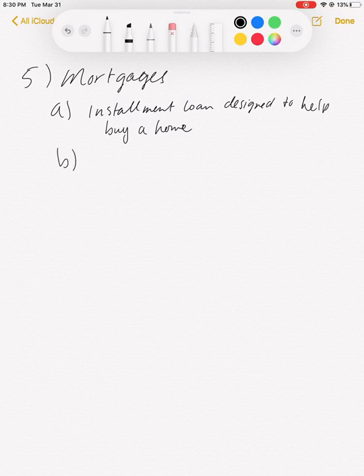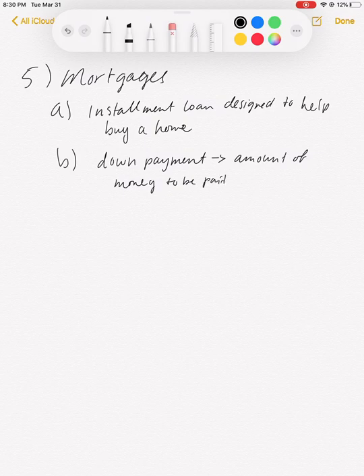Okay, what is a down payment? The down payment is the amount of money you have to pay up front in order to get a loan. And the good thing is that it usually contributes to the loan. What are closing costs? Well, those are fees you must pay to begin a loan.